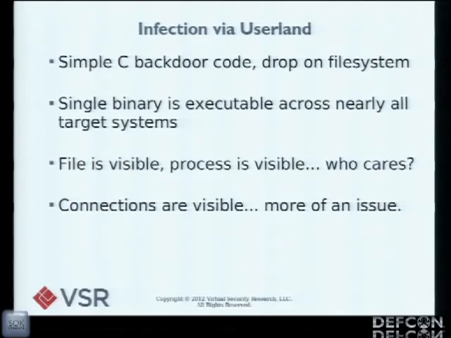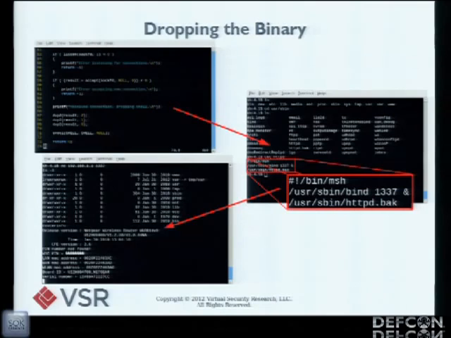So just looking at userland, it's very simple. Just do a quick backdoor code in C, drop it on the file system. Again, you have the same one binary, which is executable across nearly every device. You have the file, but you have a problem. The file is visible, the process is visible, but honestly, who cares? No one's going to see the file system, no one's going to see the process list unless you solder into the pads, which at that point is probably sitting in an FBI office on some forensic person's desk.